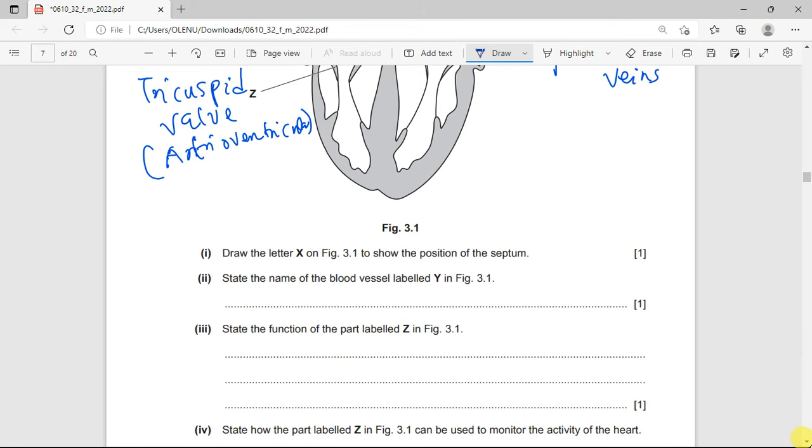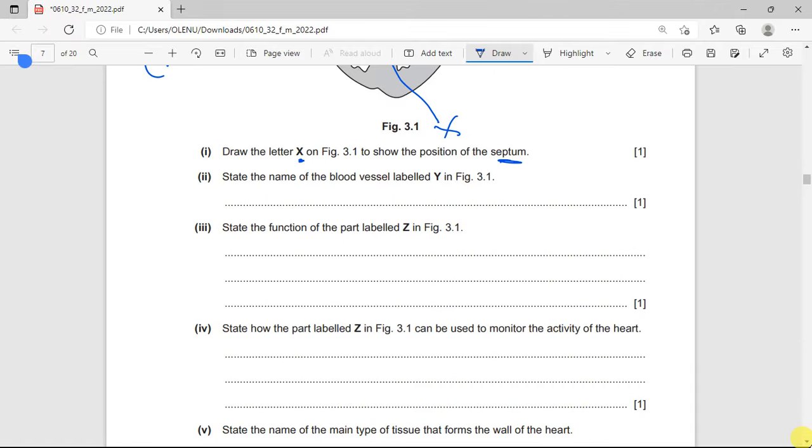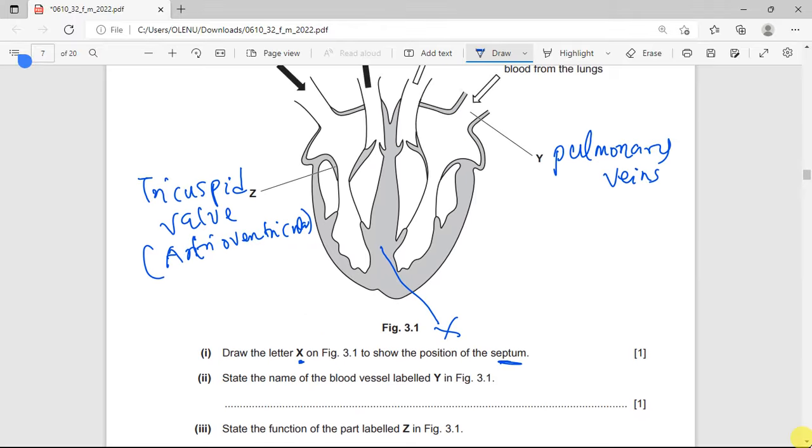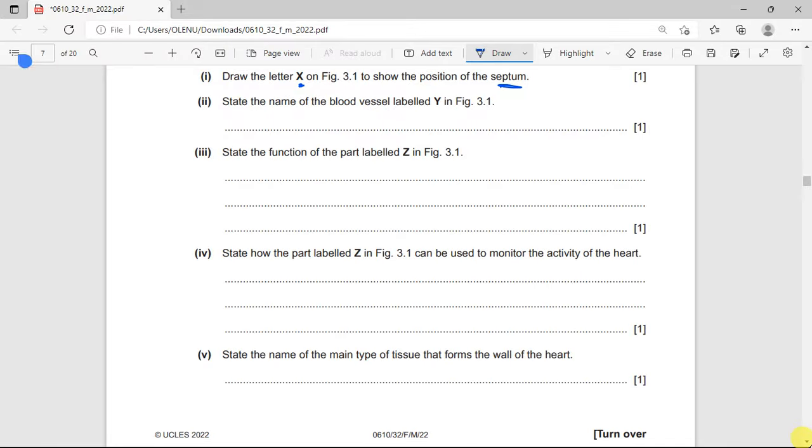Draw the letter X on figure 3.1 to show the position of the septum. Now the septum separates the heart into two equal parts, the right and the left, and is this muscle here. Draw the letter X, that's the septum. Now state the name of the blood vessel labeled Y. So label Y is pulmonary vein.